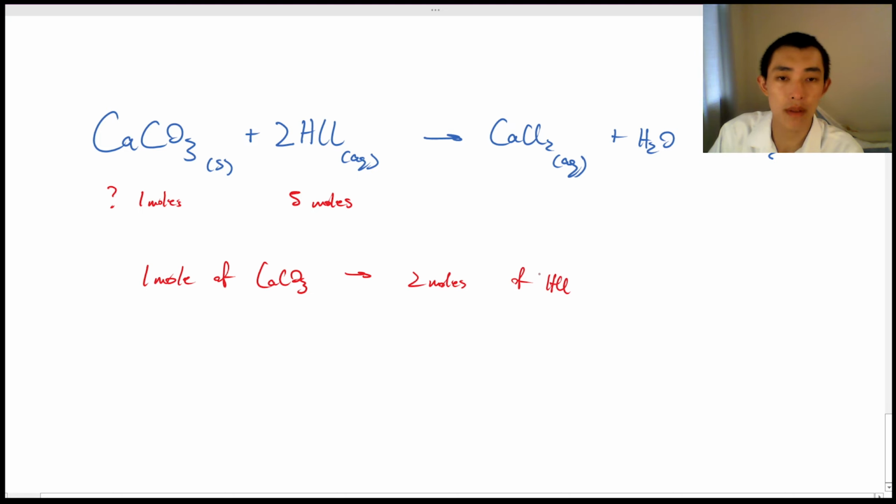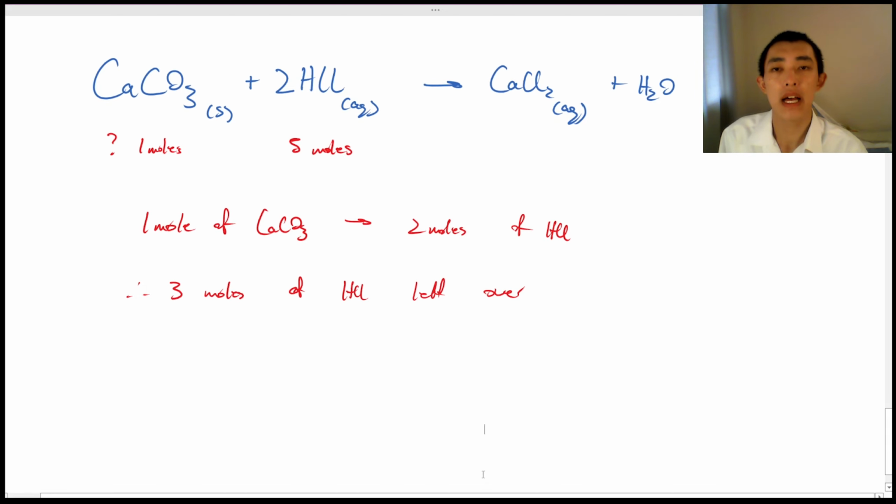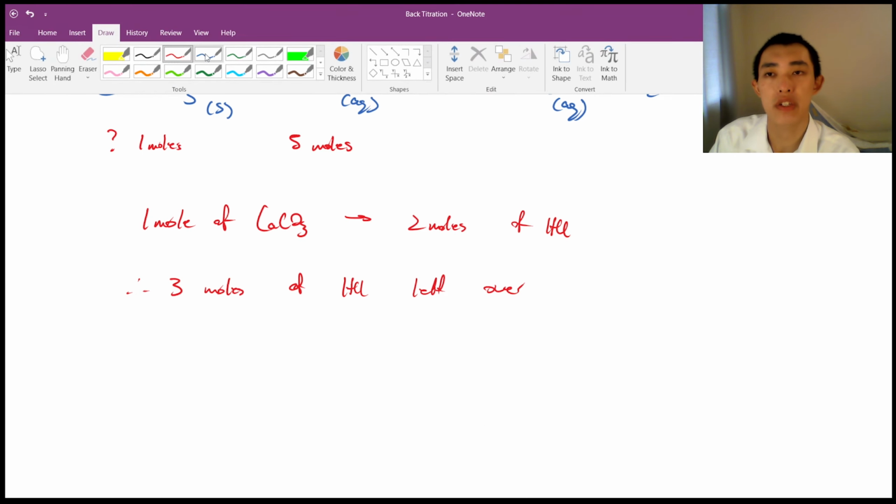And so what does that mean? That means that if I had 5 moles of HCl initially, and I'm going to consume 2 moles of the HCl, then therefore there are 3 moles of HCl left over. Now, sadly, I can't just look at it and see how many moles of HCl there are. I'm going to need another titration.